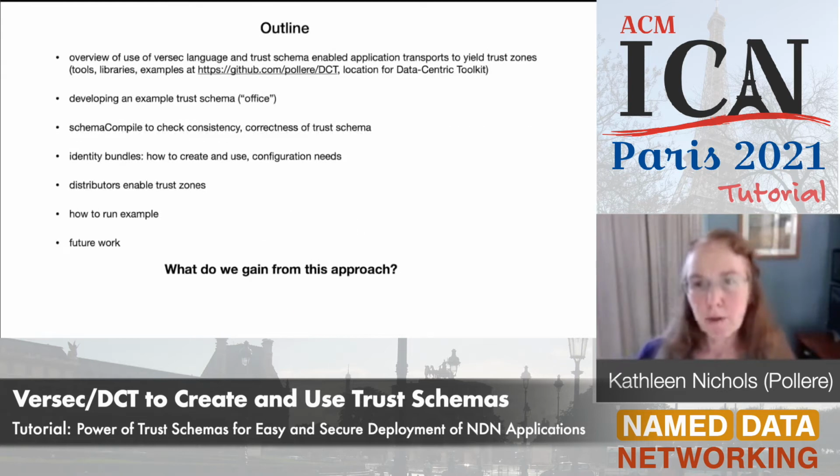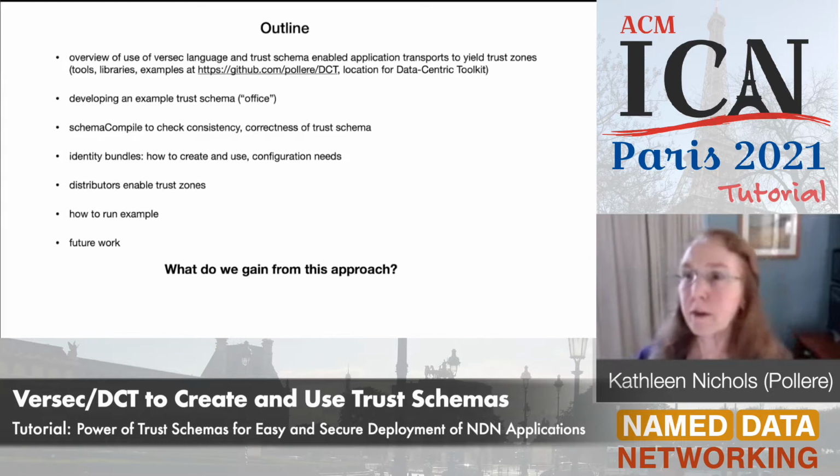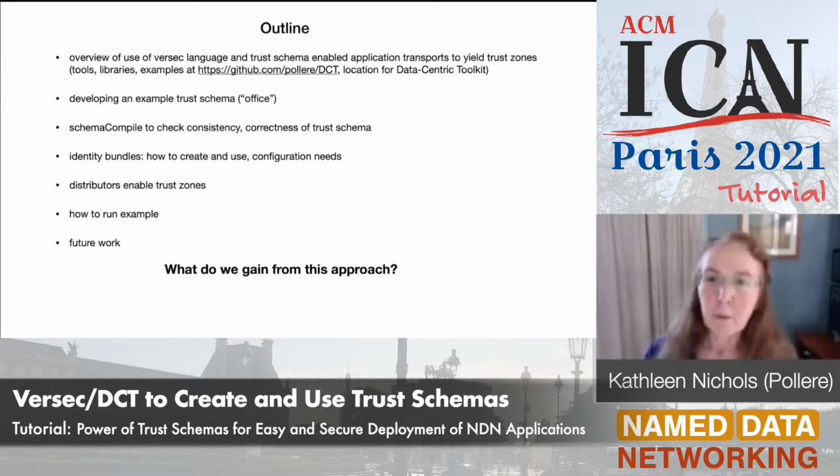So this is just a rough outline of what I'm going to say, but we are going to take a break in here. First, I'm going to overview the use of the Versec language and the trust schema enabled application transports that we lock in with that. You put these together to get a trust zone. And we have tools and libraries and examples at this repo. DCT is Data-Centric Toolkit, and we're adding things to it from time to time.